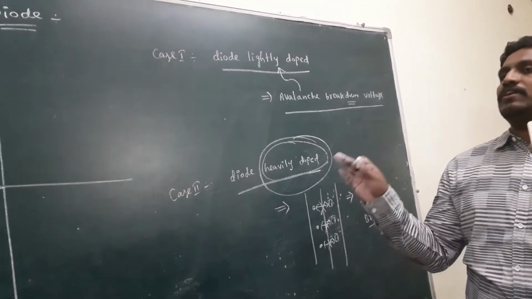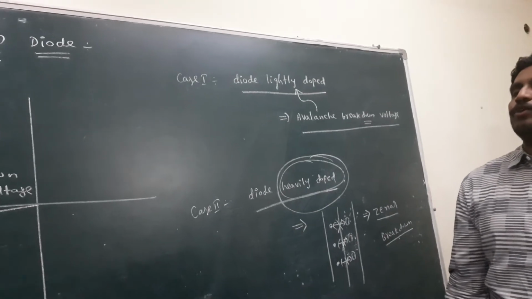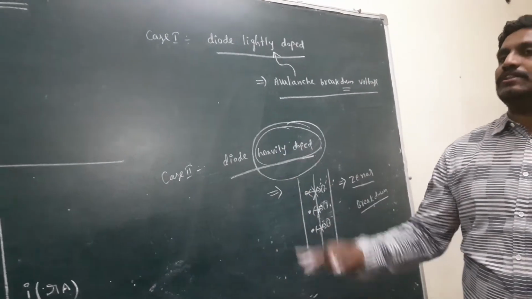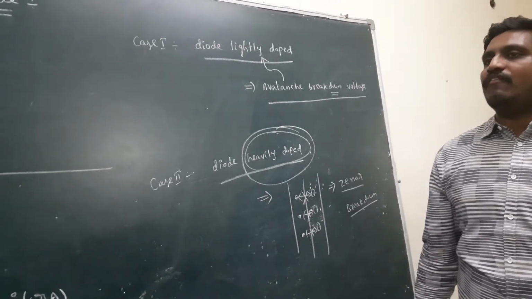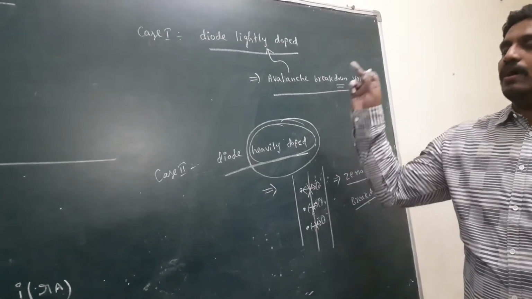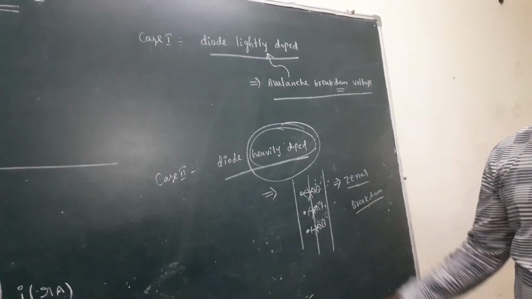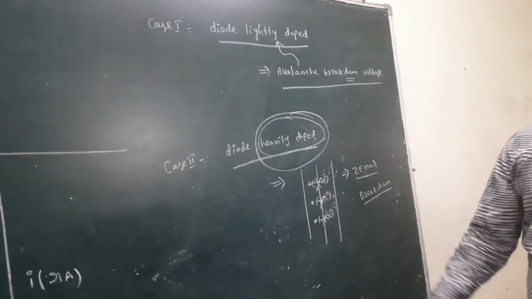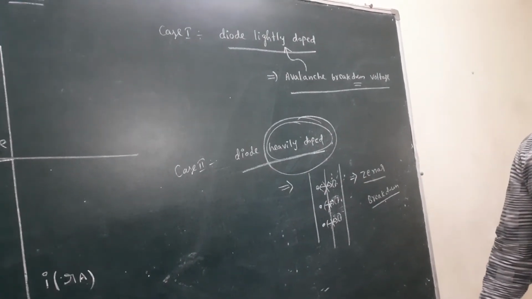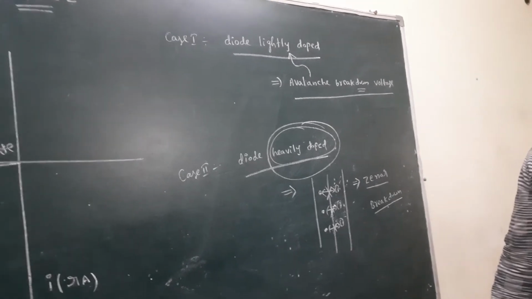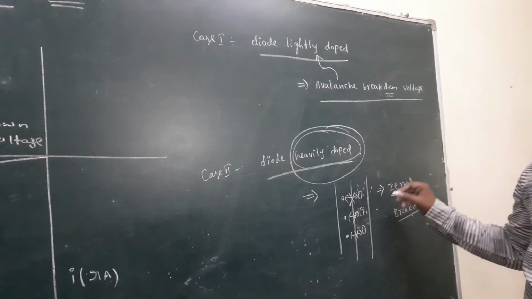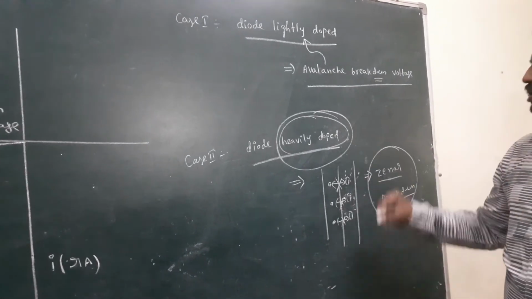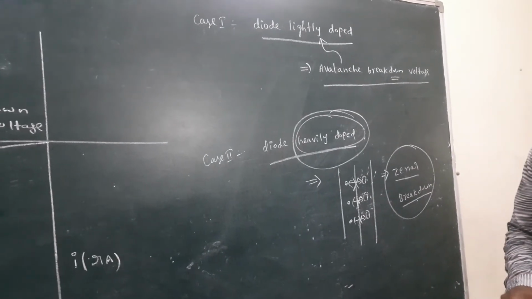Simply, in reverse bias, at a particular voltage current suddenly rises. If the diode is lightly doped, the breakdown voltage is called the avalanche breakdown voltage. If the diode is heavily doped, the breakdown voltage is called the Zener breakdown voltage. Okay, next I discuss some problems.